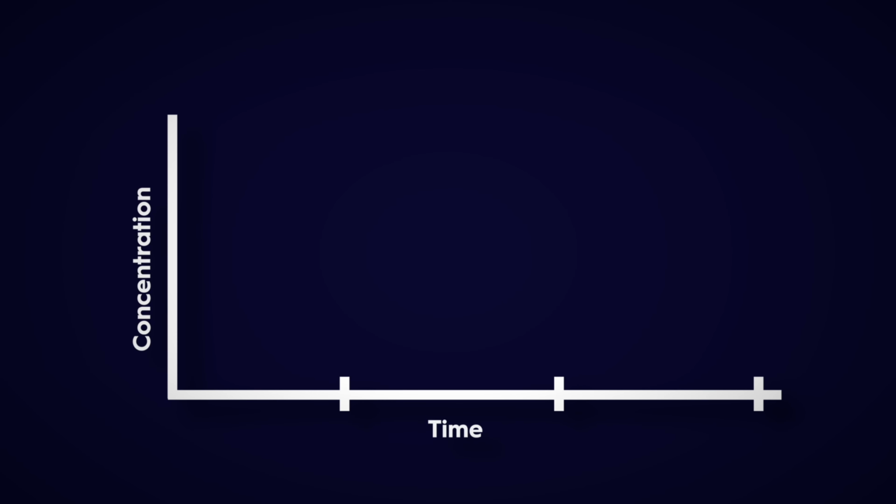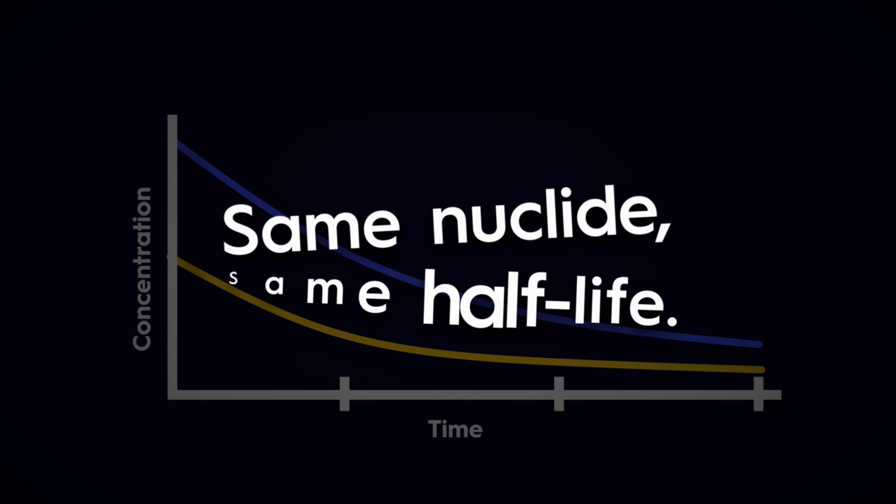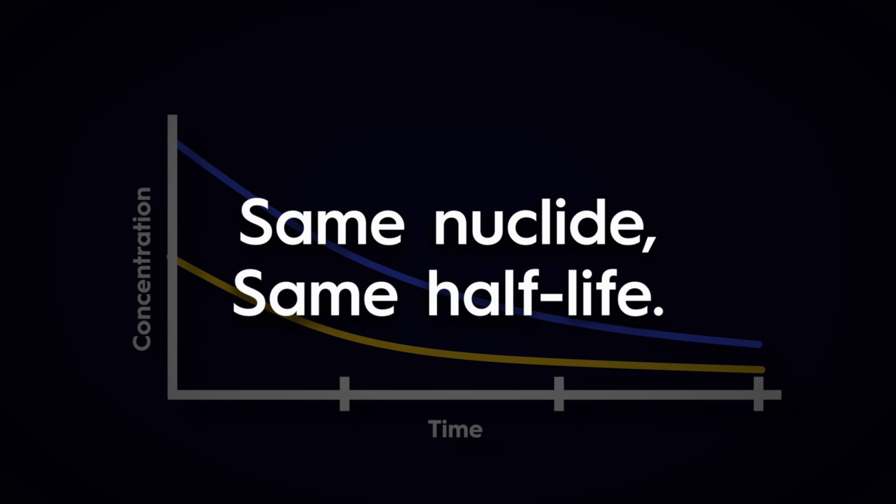Before moving on, let's clear up 2 misconceptions. First, after each half-life, half of what remains decays. It is never all gone on a schedule. Second, half-life is a property of the nuclide and conditions. It does not depend on how much you started with.